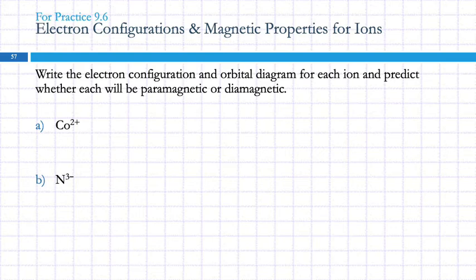Okay, write electron configurations and predict whether each is paramagnetic or diamagnetic. They want the electron configuration and the orbital diagram. So we're just going to use the noble gas configuration. For cobalt, the previous noble gas is argon.